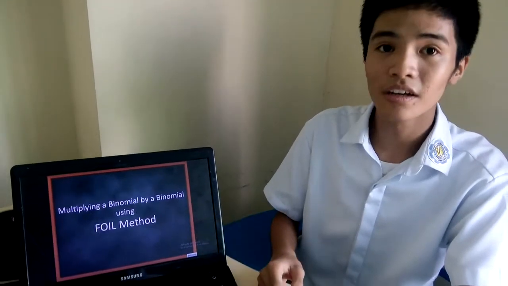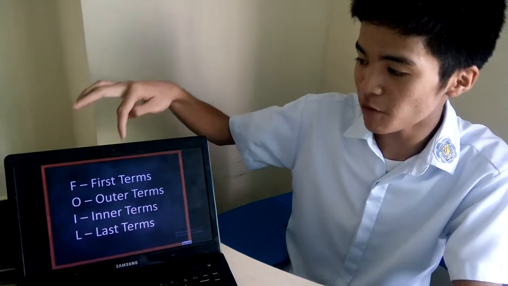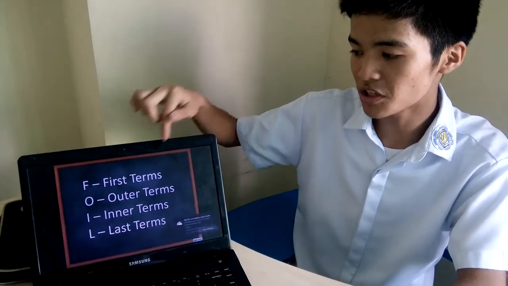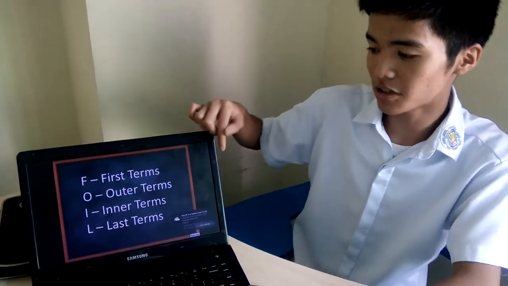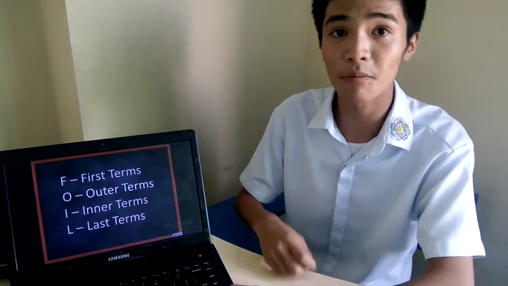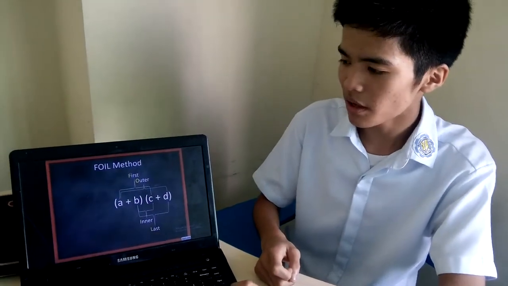The FOIL method here is just an acronym where F stands for the first terms, or the product of the first terms, and O stands for the product of the outer terms, I stands for the product of the inner terms, and L is the product of the last terms.